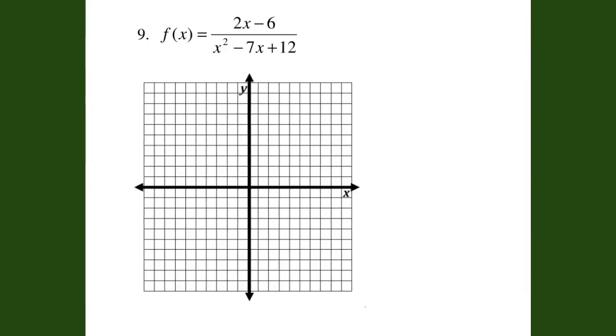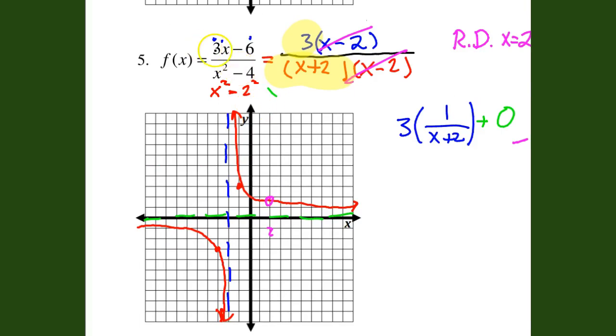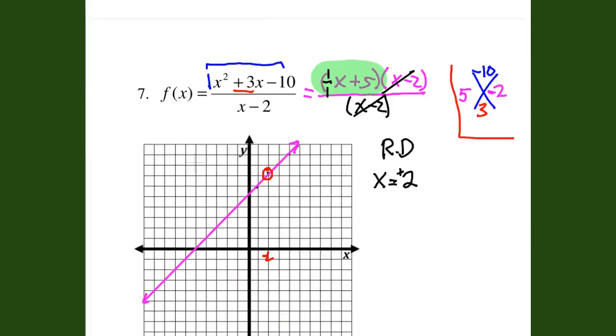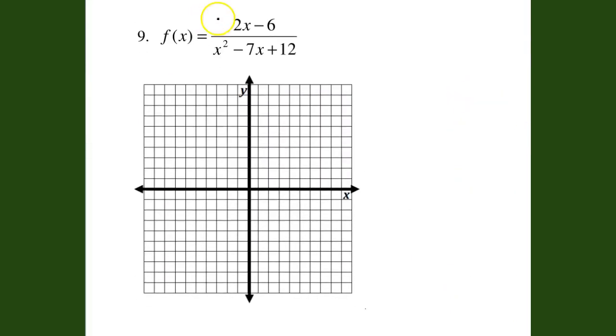Let's go to number 9. So we have a binomial again. This is the same, I believe, numerator. Oh, very similar to number 5. So if we go back to number 5 real fast, we had a 3x minus 6, so I factor out a 3. And this time we have a 2x minus 6. So they don't have a 3 in common, but they do have a 2 in common. All right, 2 goes into both. We have x minus 3.